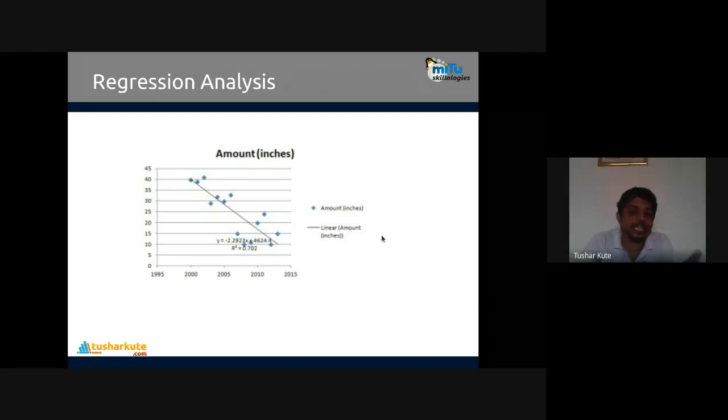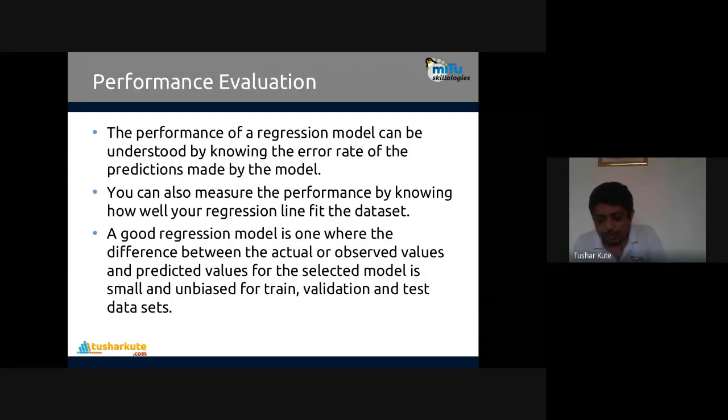There are some techniques by which you can analyze the results produced by the regression algorithm, the linear regression algorithm basically. For that purpose, regression analysis is used. In regression analysis, we evaluate the performance of linear regression models. The performance of a regression model can be understood by knowing the error rate of the predictions made by the model, how much error is present. Based on that, we can find how accurate the model is.